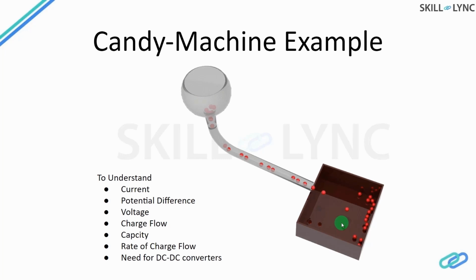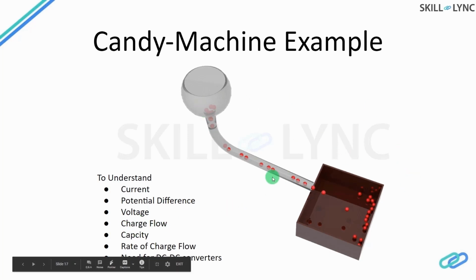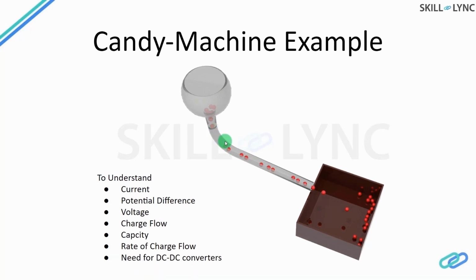It is almost very similar to how water flows from an overhead reservoir, right? There the potential difference is nothing but the difference in height. In this case, it's going to be the difference in charge density. So what is charge flow? Well, charge flow again refers to how the electrons actually move, or how the balls move, how the candies move in this example.